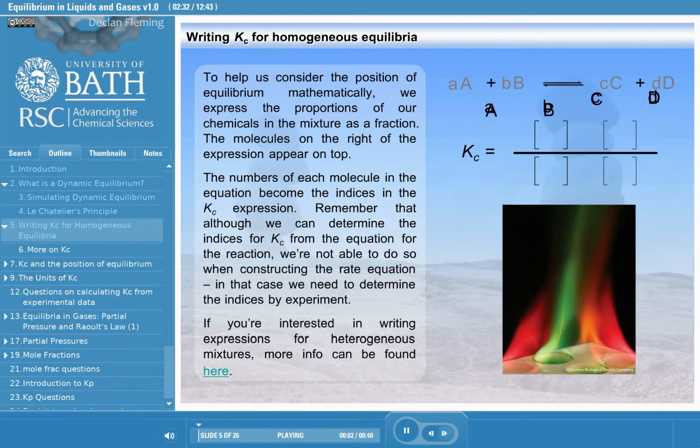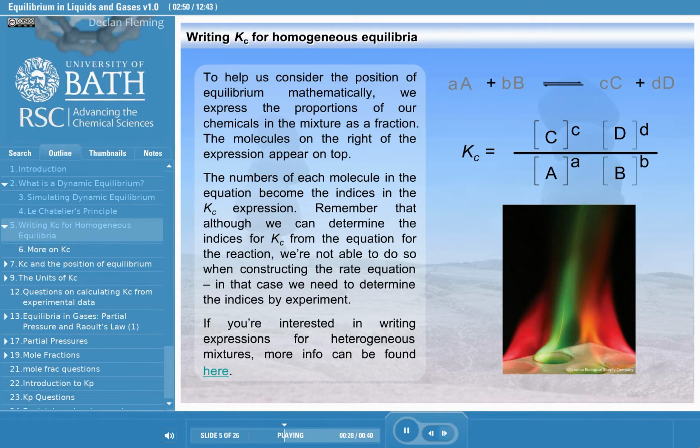To help us consider the position of equilibrium mathematically, we express the proportions of our chemicals in the mixture as a fraction. The molecules on the right of the expression appear on top. The numbers of each molecule in the equation become the indices in the Kc expression.